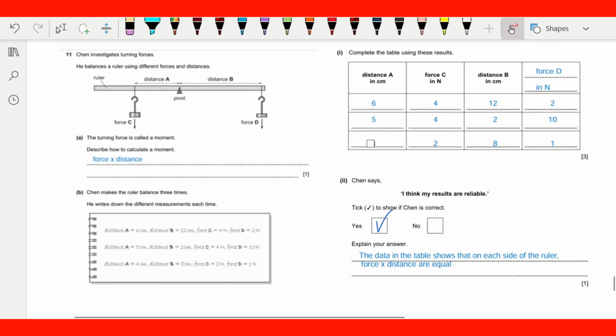And if we change the distance A to become 4 cm shorter, and the force in C is 2, make it smaller, so 4 times 2 is 8. Then we get the distance B here is 8, and the force is only 1. So each side is balanced. Force times distance are equal.